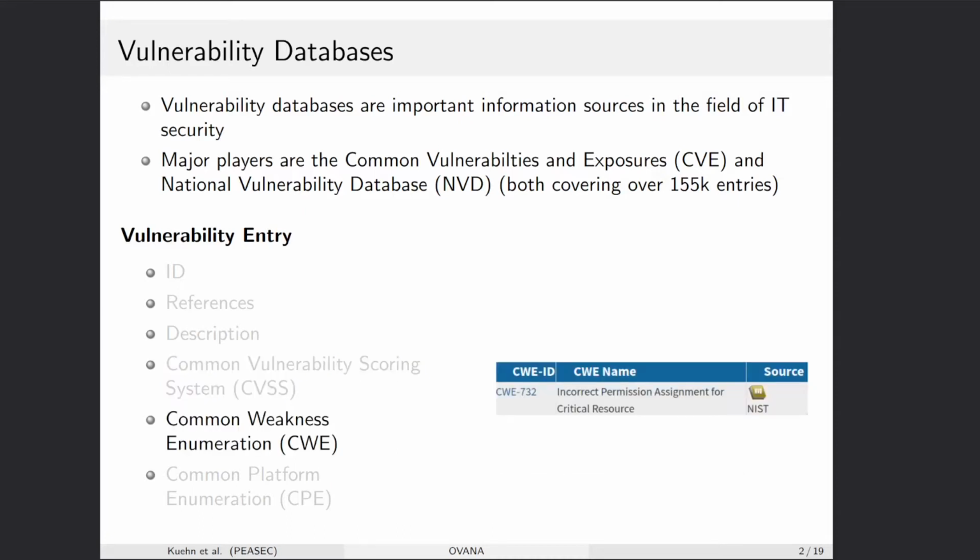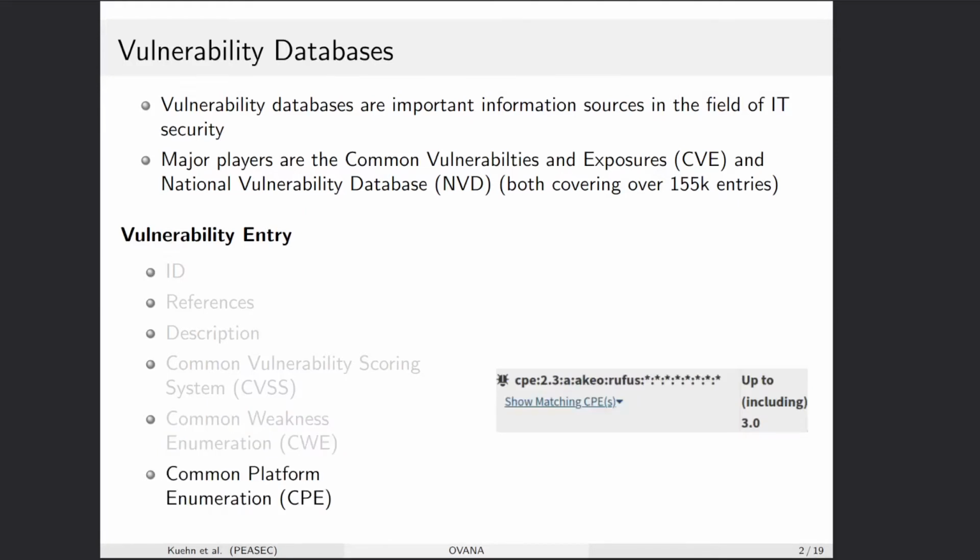The Common Weakness Enumeration, short CWE, which in this case is the incorrect permission assignment for critical resources, and the Common Platform Enumeration, short CPE, which basically is a structured format for the platform information of this vulnerability. In this case, it's an application by the vendor Akeon, and the software is called Rufus.